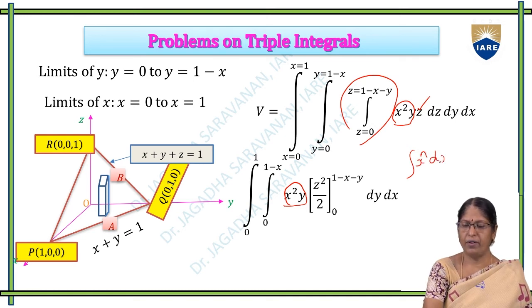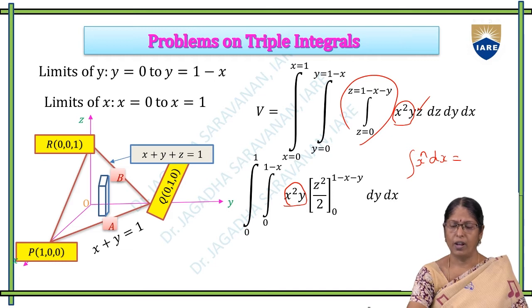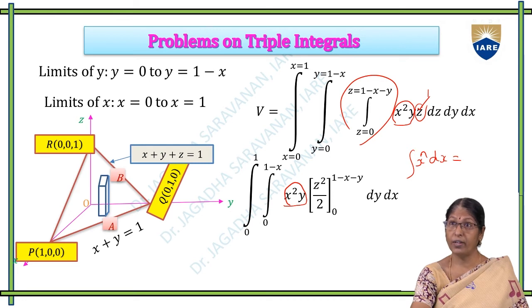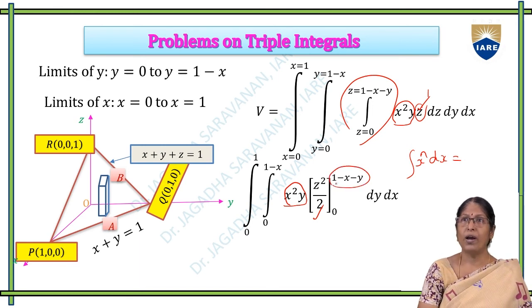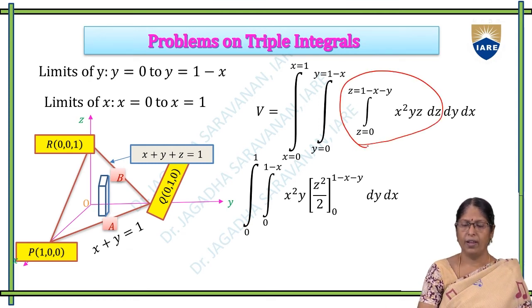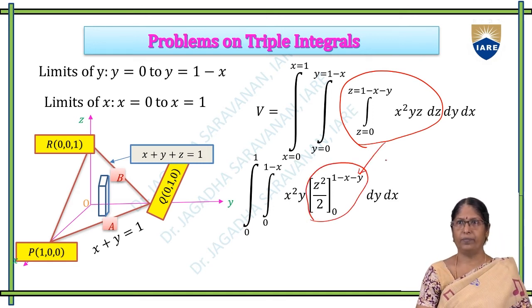Integral x power n dx is a simple integration: x power n plus 1 by n plus 1. Now our z power is 1, so 1 plus 1 divided by 1 plus 1, so z square by 2. Our upper limit is 1 minus x minus y, and the lower limit is 0. So we focused on our interior integration and we obtained this result, which I circled as 1.